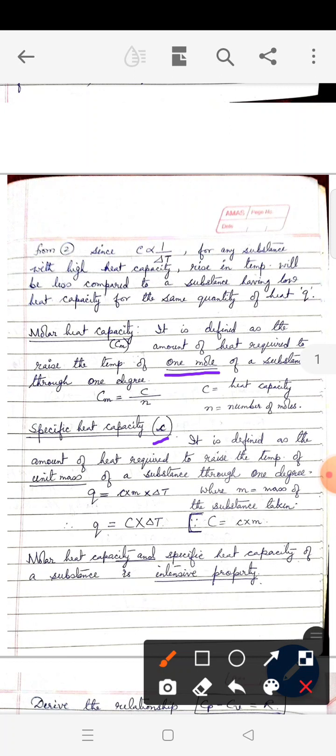Now you may note that since in molar heat capacity and specific heat capacity the mass is already fixed, you cannot change it. You have to take either 1 mole of a substance or 1 unit of mass of a substance. So the value of molar heat capacity and specific heat capacity becomes fixed. They do not change for a particular substance. That's why it is called an intensive property.